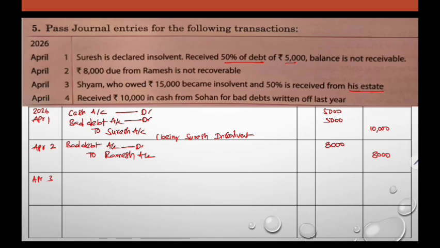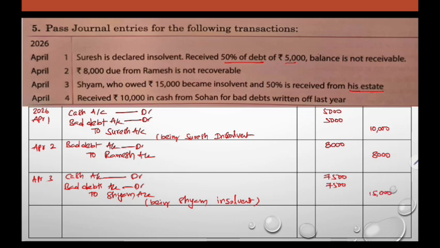Now what is the entry we will write? Cash account debit, bad debts account debit, to Sham account. Narration: being Sham insolvent. The amount will be 7,500 cash, 7,500 bad debts, total 15,000.